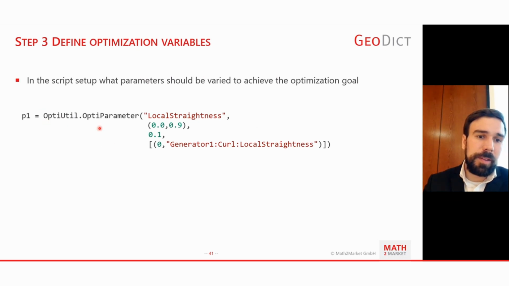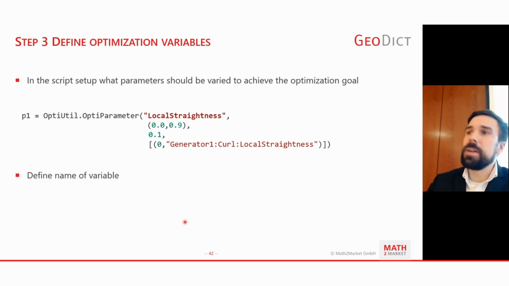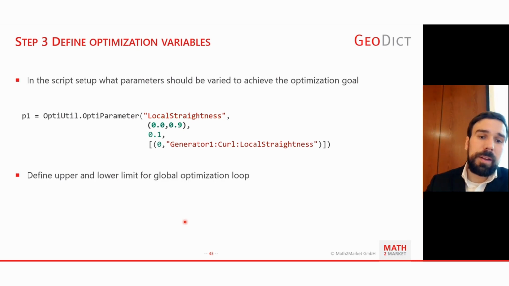You have this class available in GeoDict. If you have a Python macro and I import the opti-util class, you can then use this opti-parameter class. And it has a few parameters that I will be explaining now. Well, the first one is just the name that is used in logging and so on. The second one is the limits for the optimization. These are used in both cases, actually. It's especially important for the global.